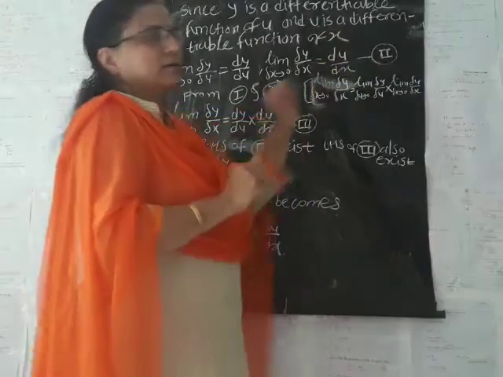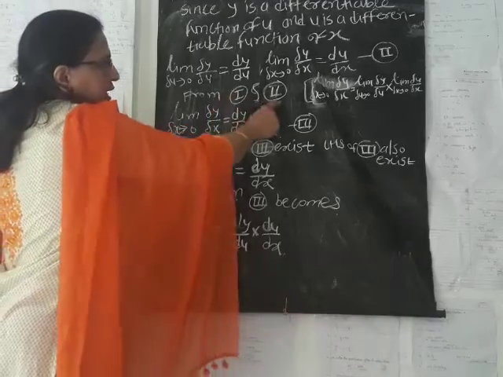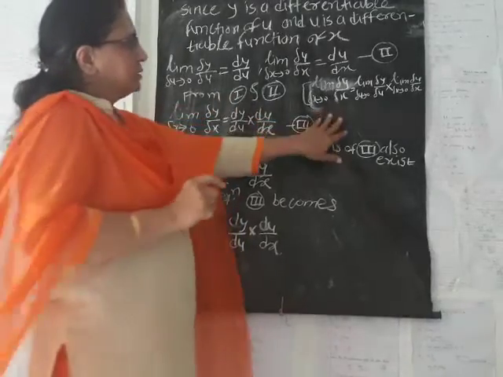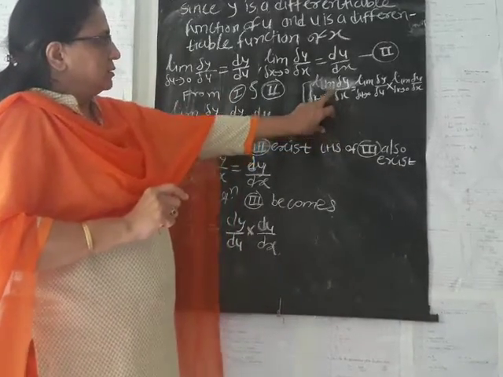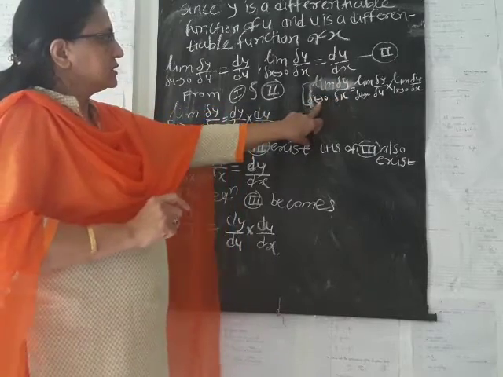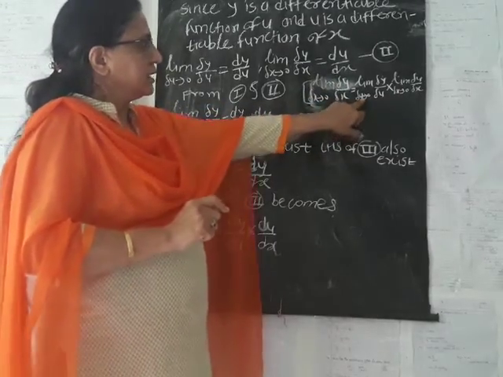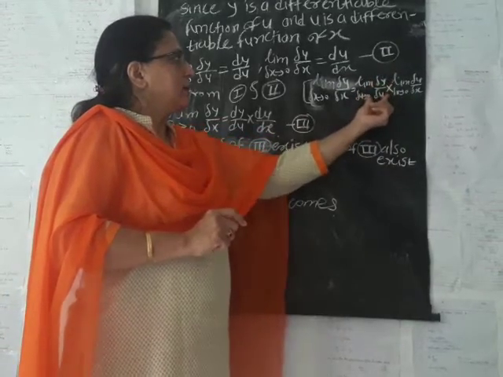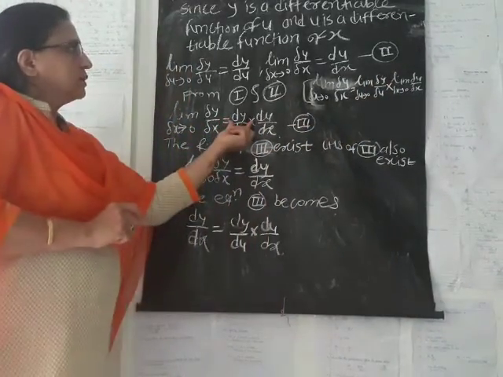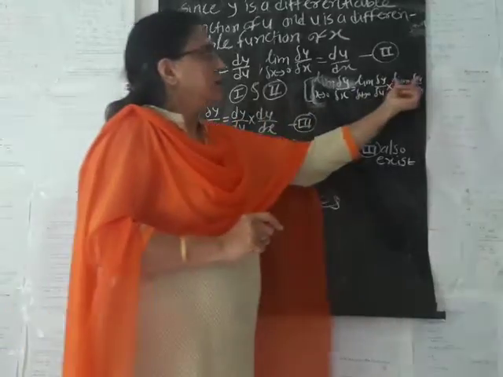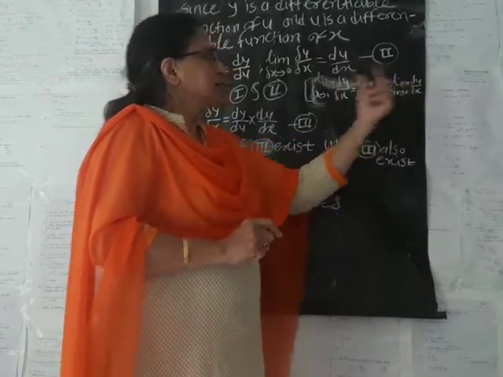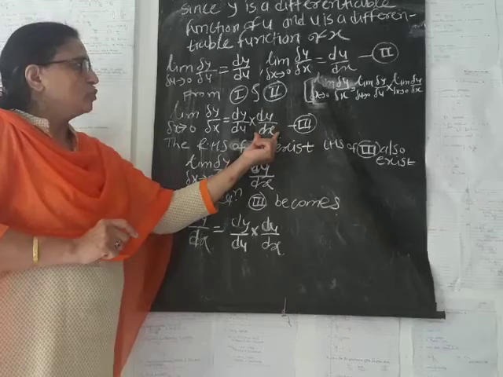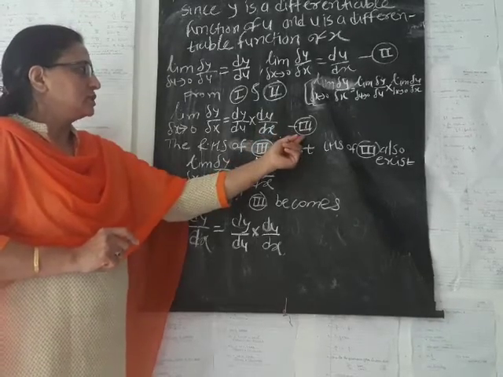So this is second. So from first and second, which is our limit delta y by delta x, delta u tends to 0, delta x. But what is this? Limit delta y by delta u tends to 0 is dy by du into limit delta u by delta x tends to 0 is what? du by dx. Call this third.